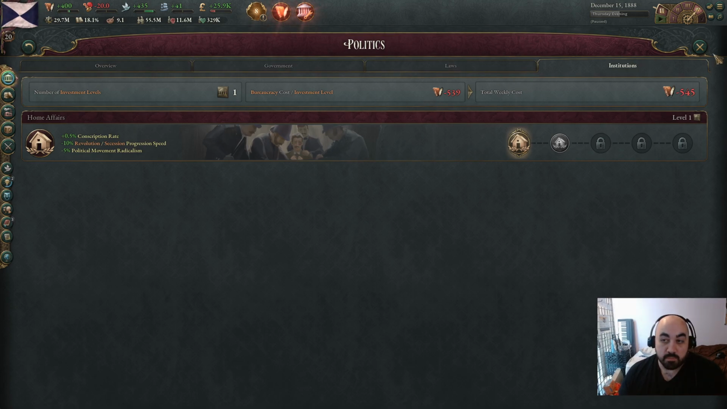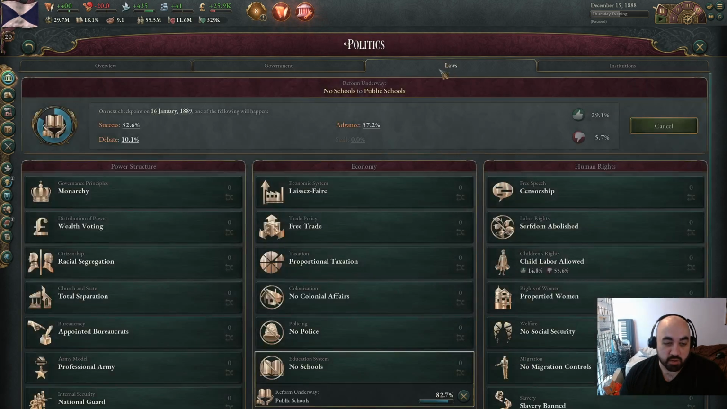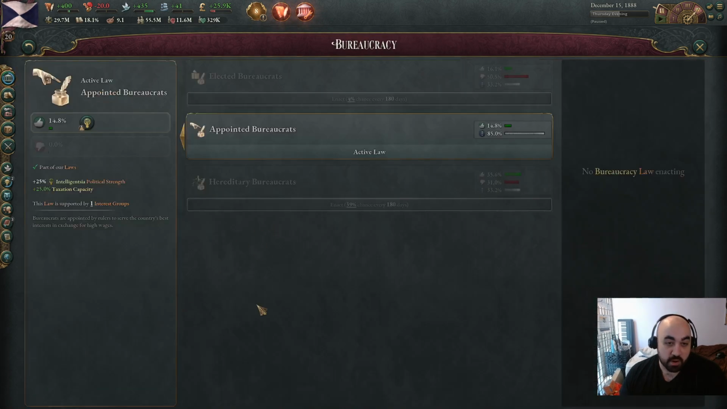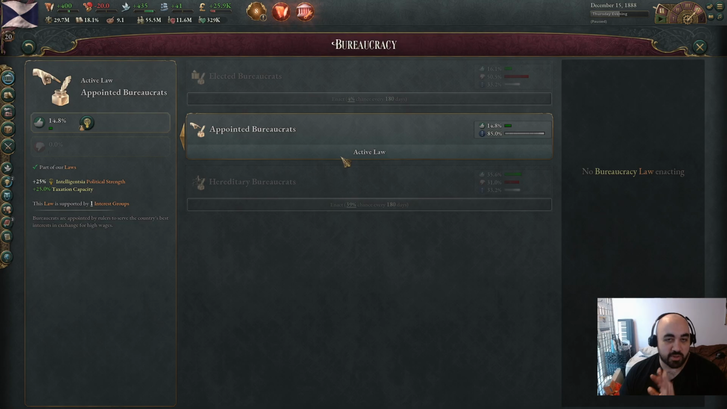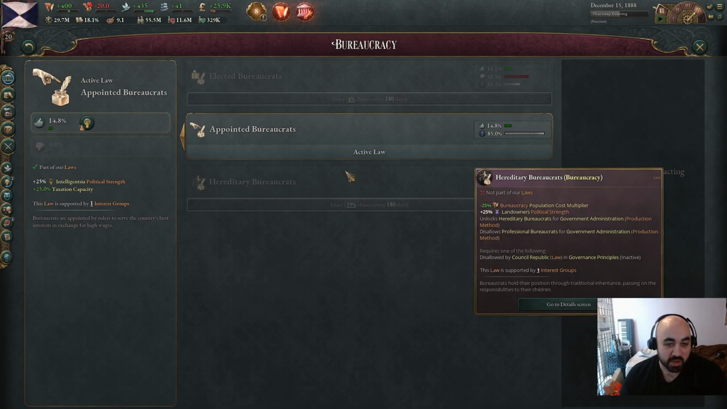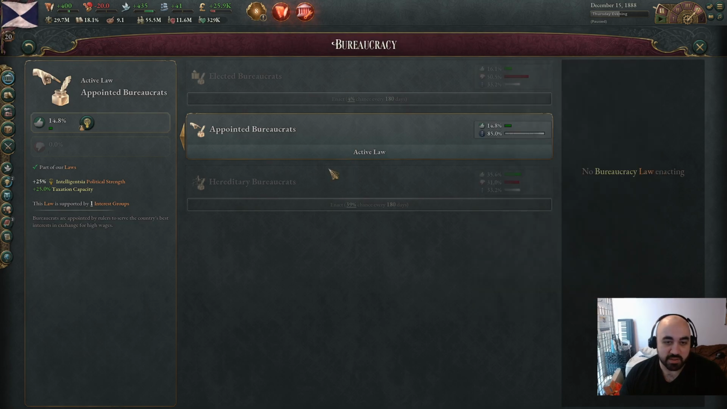Okay. So, let's also just briefly cover the bureaucracy laws. Now, for this run, for whatever reason, all this is inverted for all the laws. So normally hereditary bureaucrats is on top. So don't be confused about the inversion of the location of these. I think this is a bug.